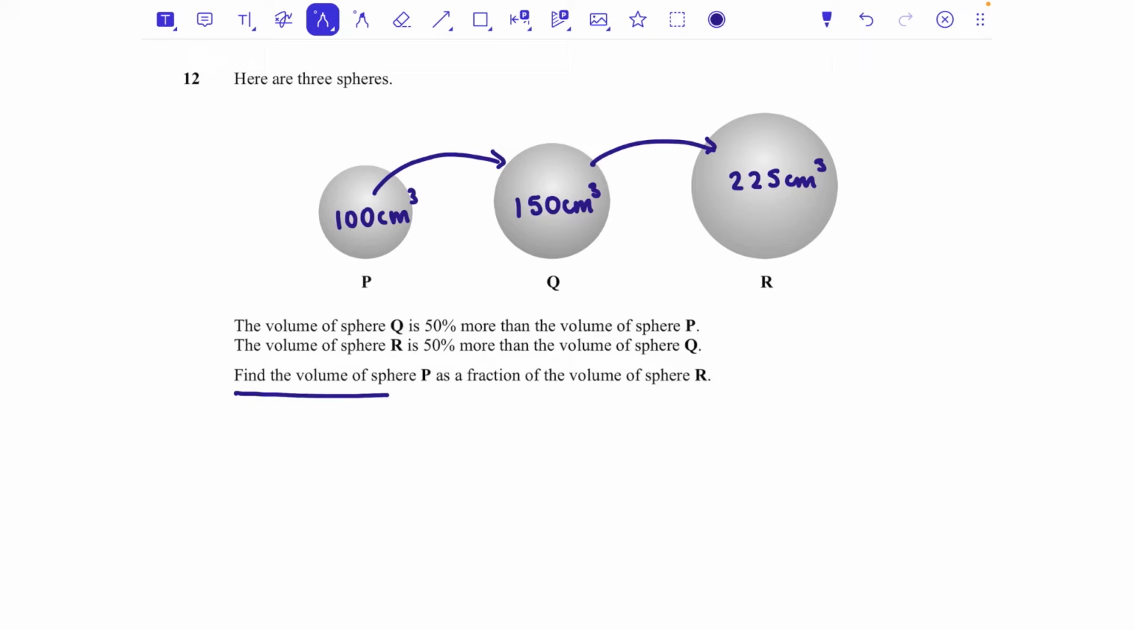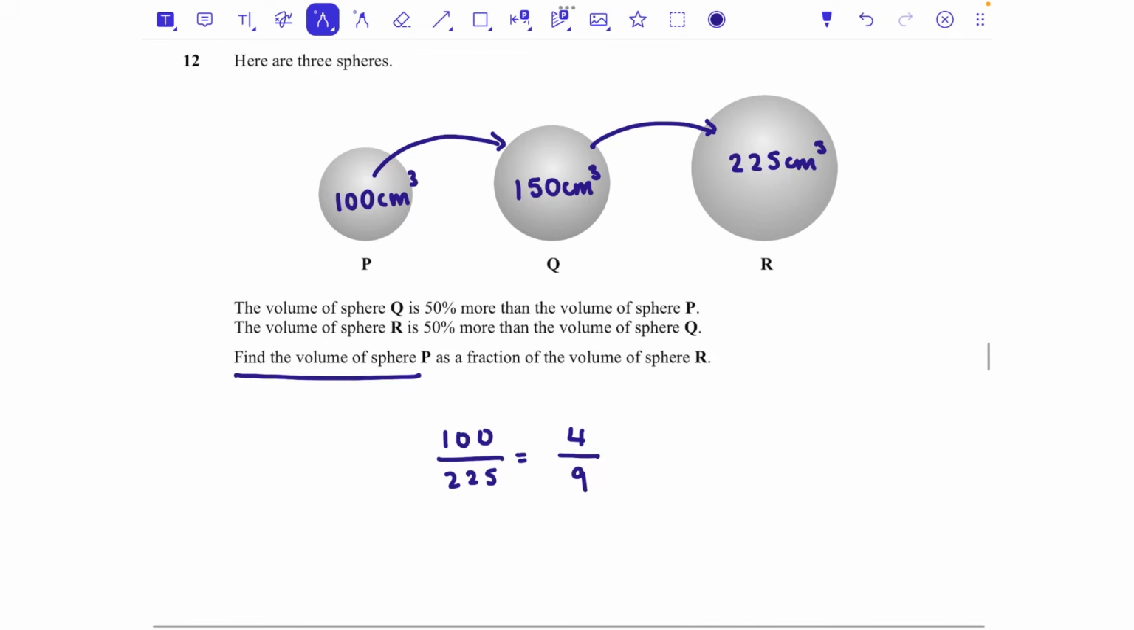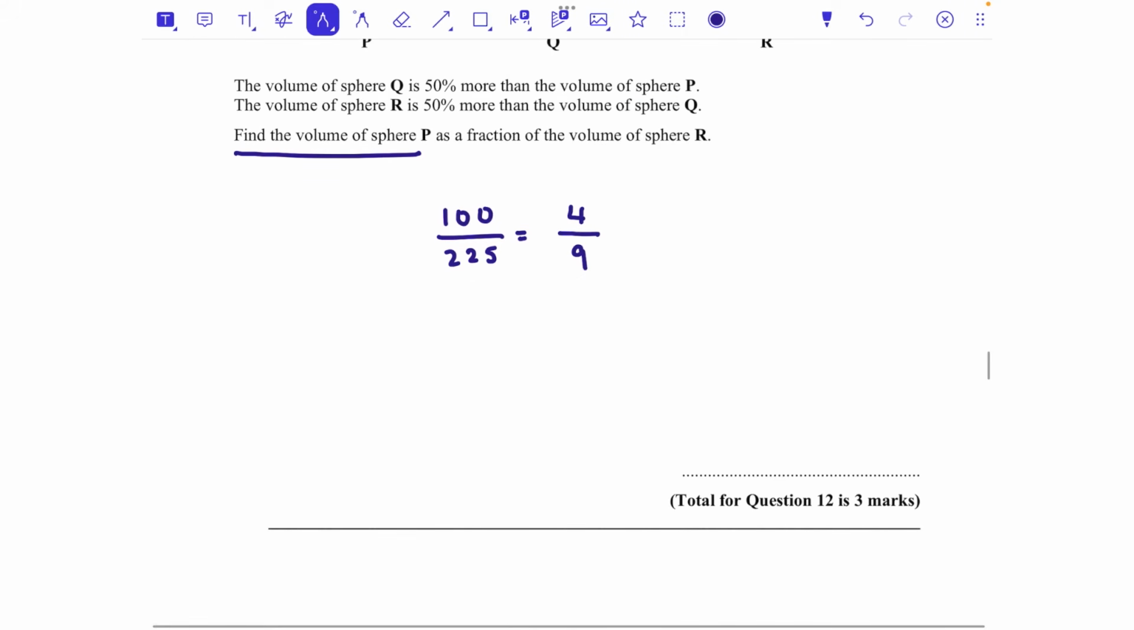So there we go. Find the volume of sphere P as a fraction of sphere R. That would be 100 out of 225. Both of those are divisible by 25, so I'm going to make that 4 over 9. That would be my answer. So that's one way of doing it. There are lots of different ways of doing it. You could have picked completely different numbers, but that's the way that makes the most sense to me. So hopefully that makes sense to you as well. 4 over 9 would be your answer.